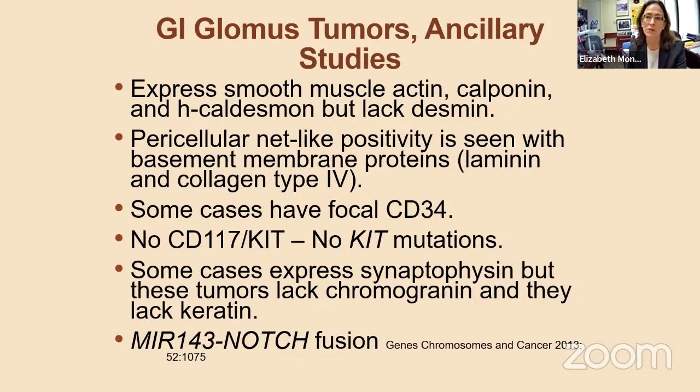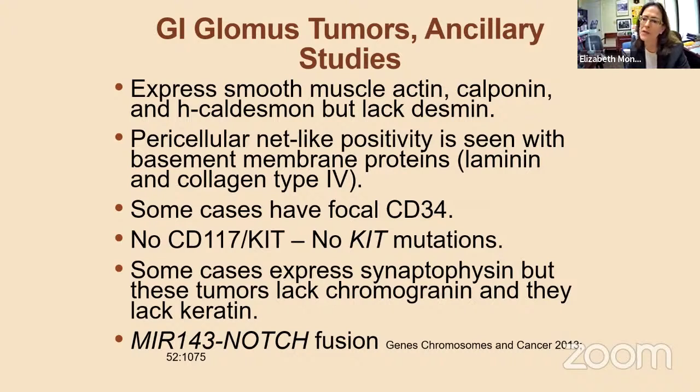If you do immunostains, they do express smooth muscle actin and calponin, just like glomus cells, which are modified smooth muscle cells, but they don't have desmin expression. And if you want to really enjoy yourself, you can get yourself a basement membrane stain and see the beautiful net-like pattern for basement membrane proteins. Once in a while, you'll see CD34, but mercifully, you will not see KIT staining in these.